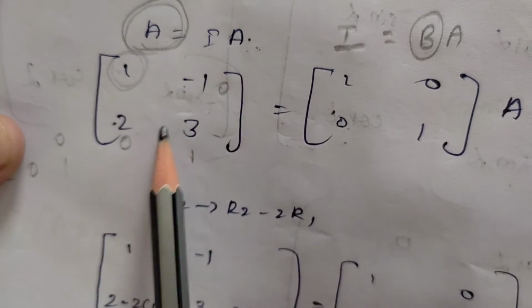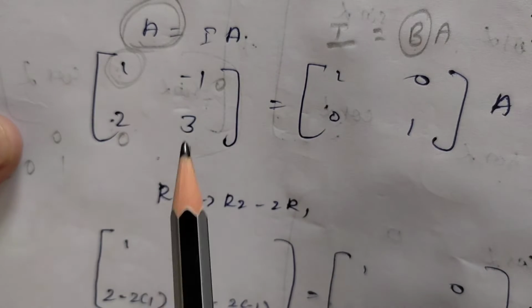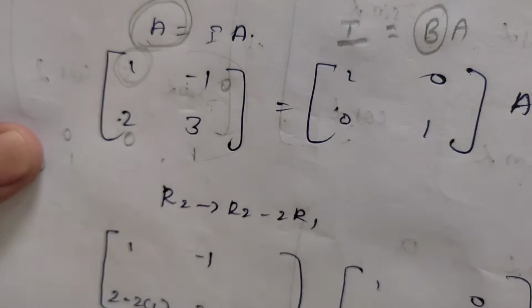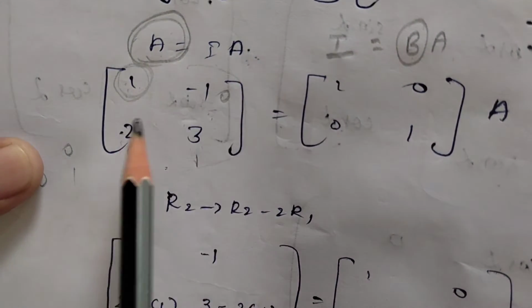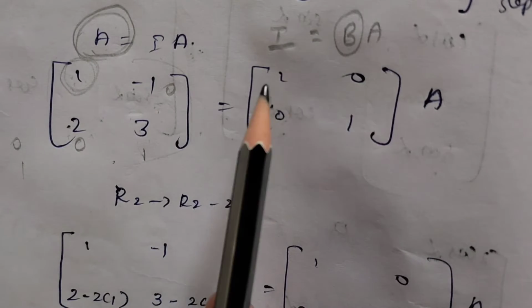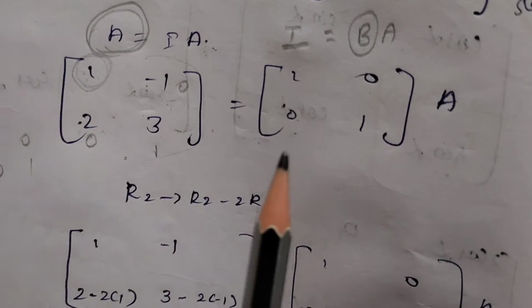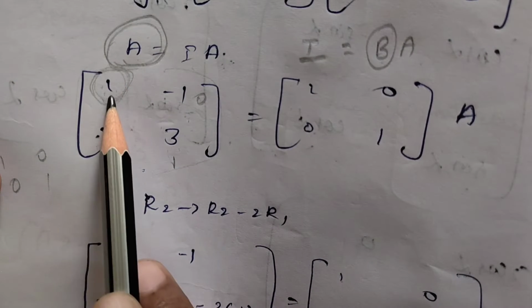Our first question is, they have given the matrix 1, minus 1, 2, 3. Now we have to find the inverse of this matrix. So I am writing the matrix A as A is equal to IA, that is A equal to I, which is 1, 0, 0, 1, into A. So the first step is, you should make the first element 1.